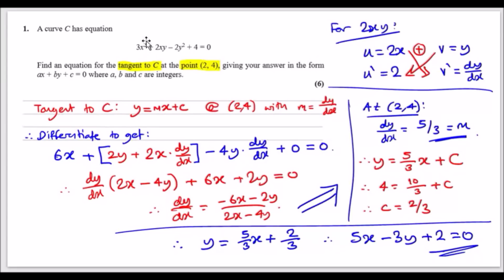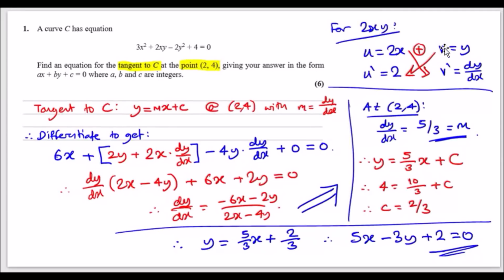So just let one of them be u. I chose u as 2x and v as y. Differentiating both of these, you get 2, and with differentiating y, you get dy/dx. The reason why is because we need it in terms of x. So this is dv/dx. That's why it's dy/dx. Anyway, using the product rule, just multiply and sum them up.